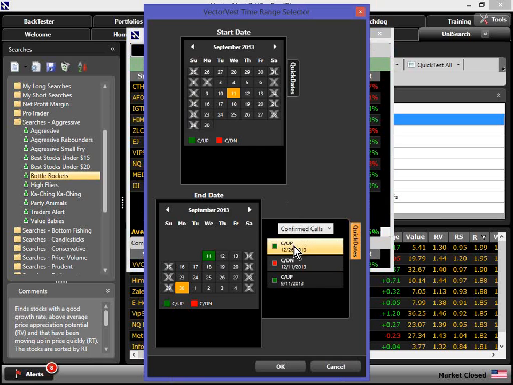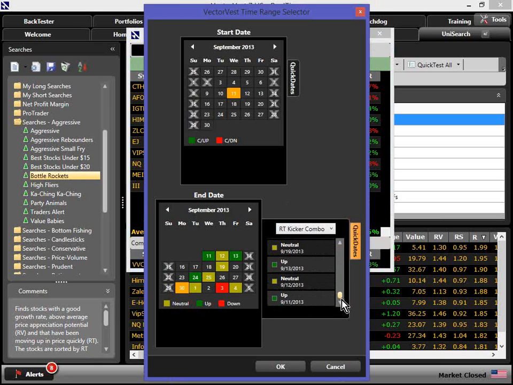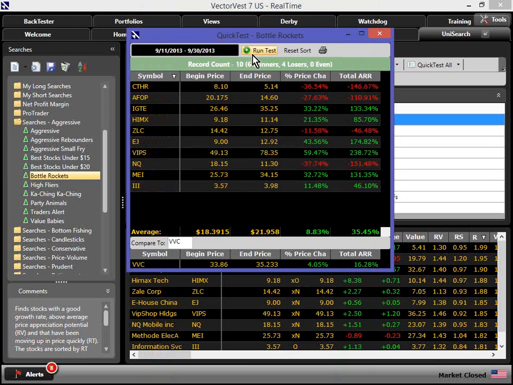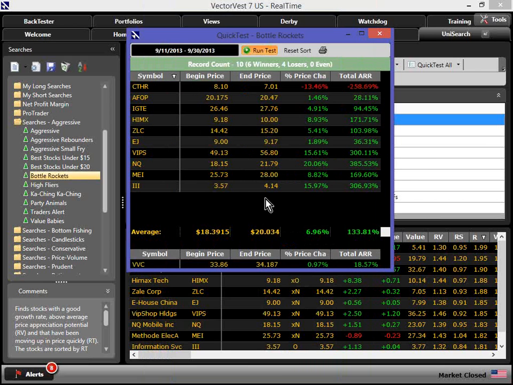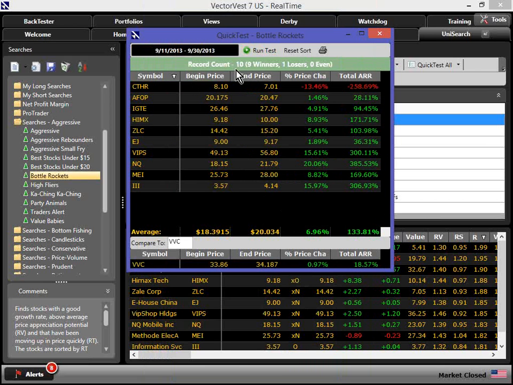I chose September 30th here because that was actually an RT kicker combo signal. So here's our green, yellow, and it was our first red light with our RT kicker down. Let's see how they did there. You can see in 2.5 weeks, you had 9 winners, 1 loser, and a 7% gain. You did have 1 stock go against you, but this is where you can take these searches and say, wow, it worked here.